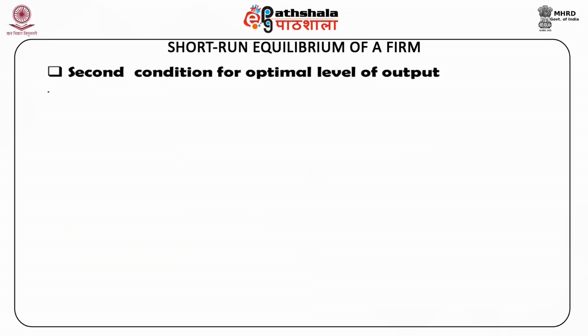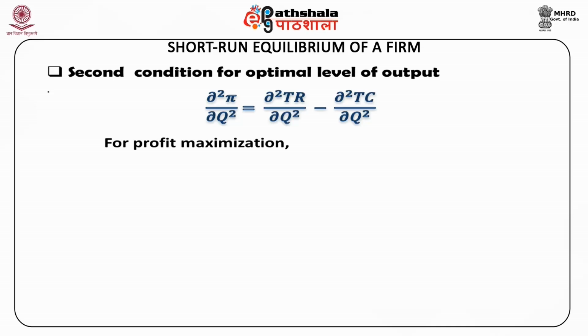The second order condition for profit maximization of a perfectly competitive firm requires that the second derivative of the function be negative. Hence, delta square pi divided by delta q square should be equal to delta square total revenue divided by delta q square minus delta square total cost divided by delta q square. This must be negative for the profit function to be maximized.